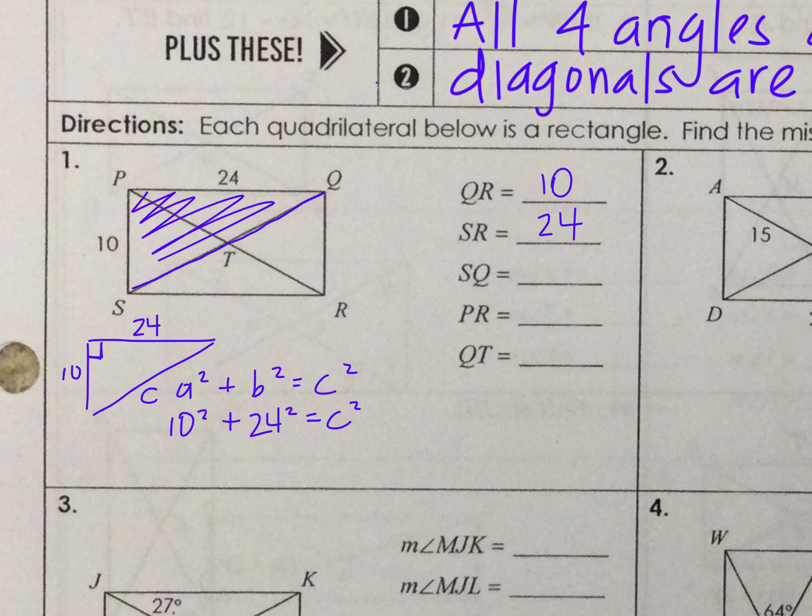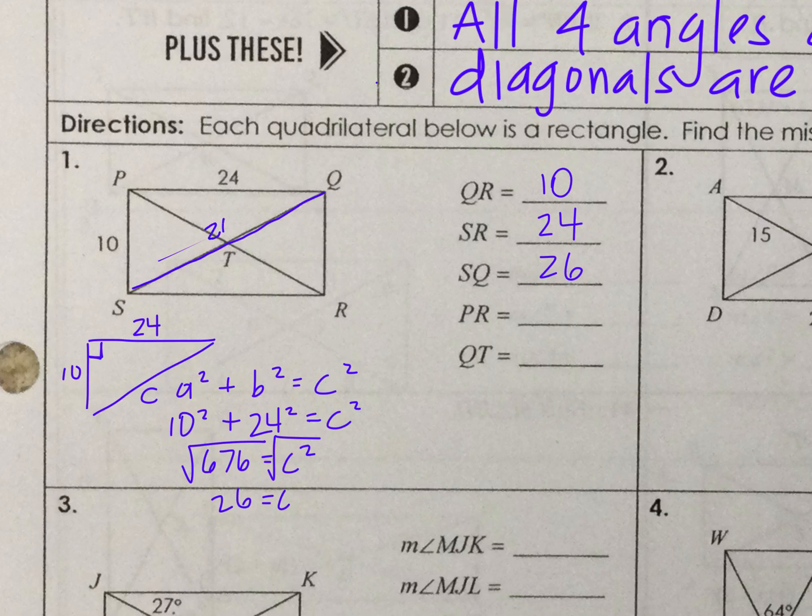10 squared plus 24 squared is 676. To get rid of that squared, I square root everything, which leaves me c equals 26. So that big long piece we just figured out is 26. Put a 26 right there. Okay, PR, so it's that piece. Well, I know that the diagonals are congruent, so if the one we just found is 26, PR is also 26. Last one on this one is QT.